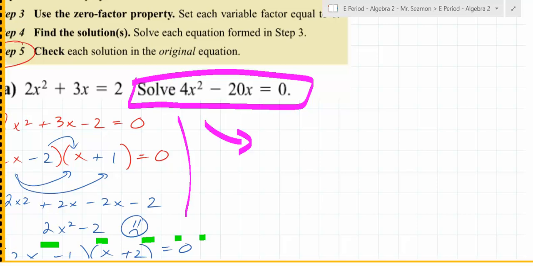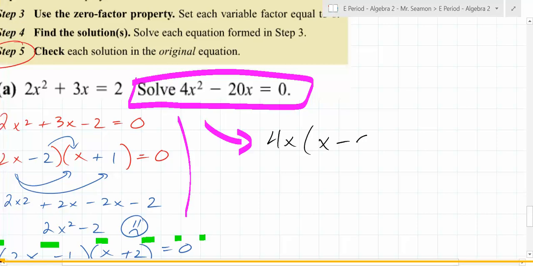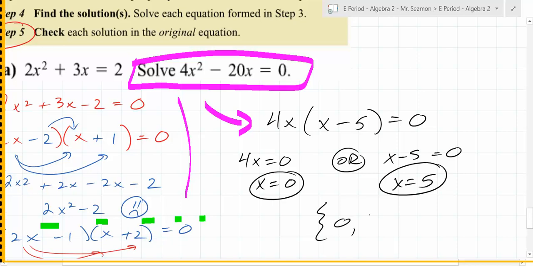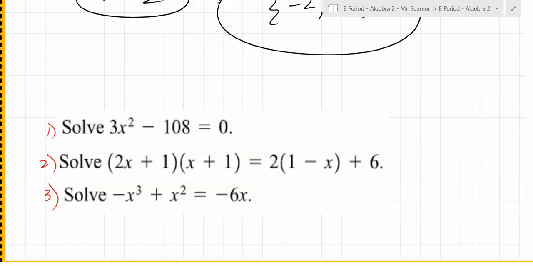Tell me a little bit about this. What should I do first? Is it in standard form? Yes. Everything's combined that can be combined. What should you do first? Factor. Always look for greatest common factors. What can you factor out of this? Yeah, you could do 4x times x minus 5. Do you have two things multiplied together? Yeah, so either 4x equals 0 or x minus 5 equals 0. So x is equal to 0, which is a possible answer, or x is equal to 5. Best way to write this solution set, {0, 5}. Boom. Nice. Do number 1 first, and we'll check in on number 1 before you do number 2 or 3.